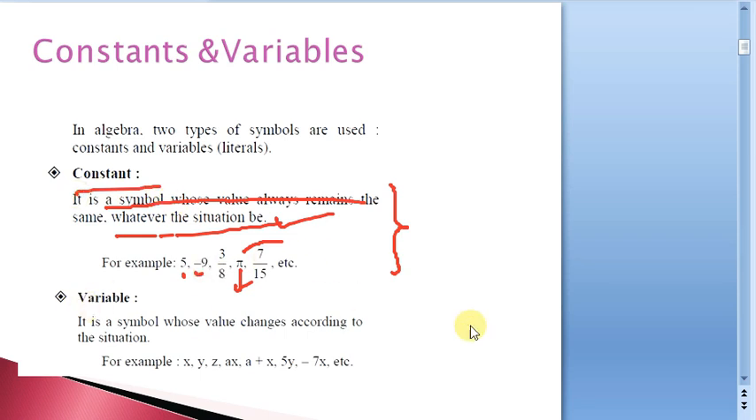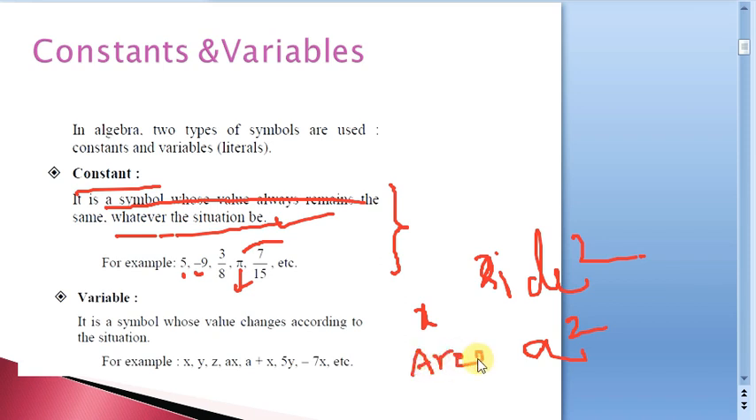But when I say variable, it can be some x. So we can change it according to the situation. Suppose I say area of a square is equal to side into side. Generally we write it as side square. So we can say that as a square, if I take area, we will write it as a square. I can assign a equal to 2, then I will have a square of 2 units like this. If I assign a is equal to 3, what will happen? I will have a still bigger square like this.